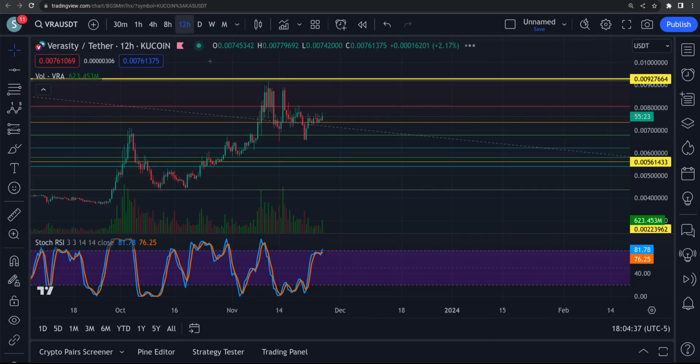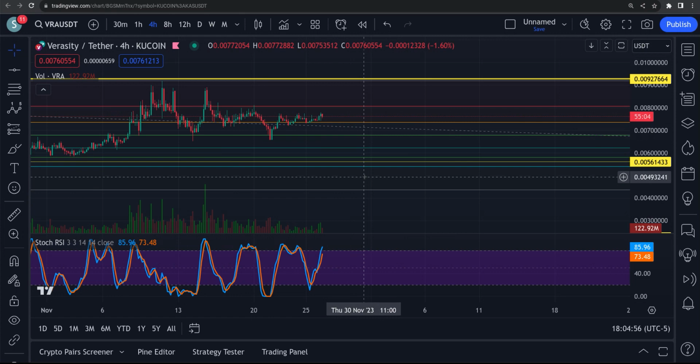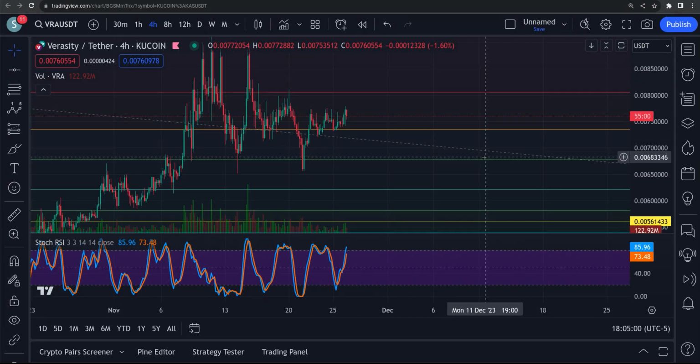The other reason: the 12-hour is just about at the top, an 81 and a 76. The 8-hour is at an 87 and an 82. Still bullish, okay? This still could get a little push up, but I believe it's coming down. The 4-hour is getting up there. No major moves here. That 4-hour ran the whole way up, and it barely did anything.